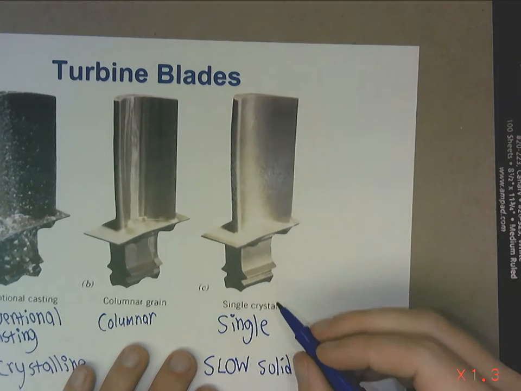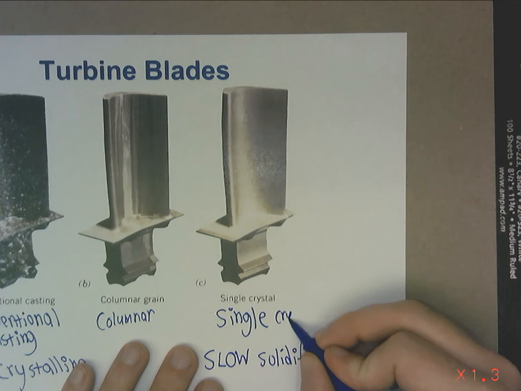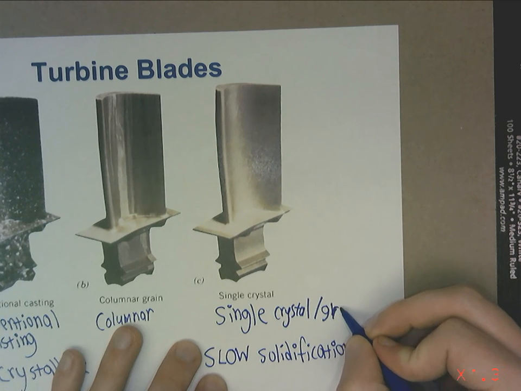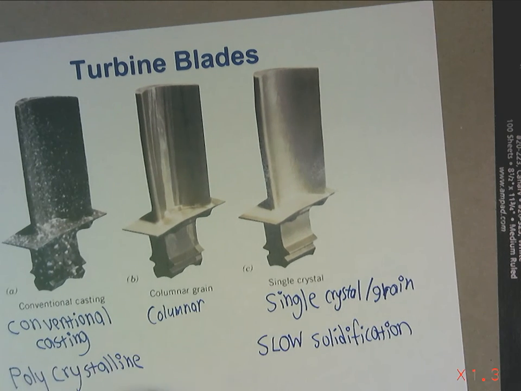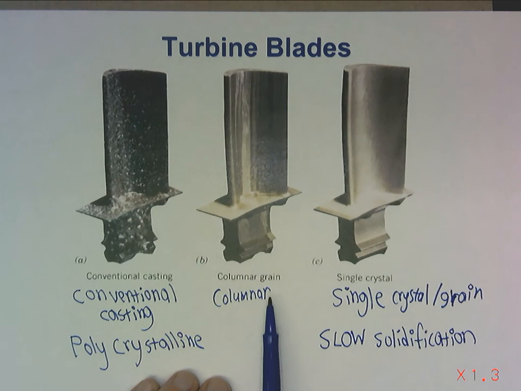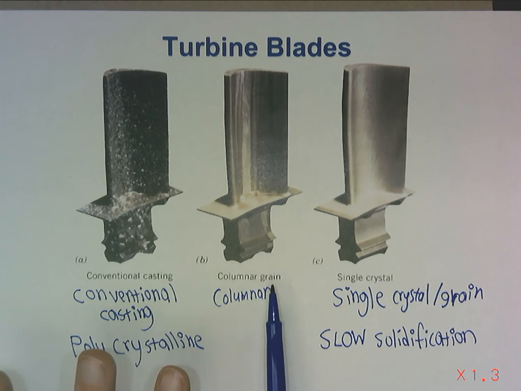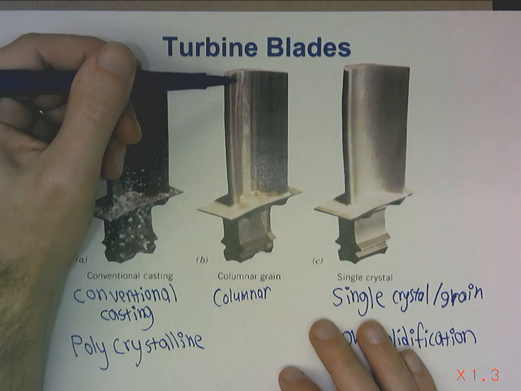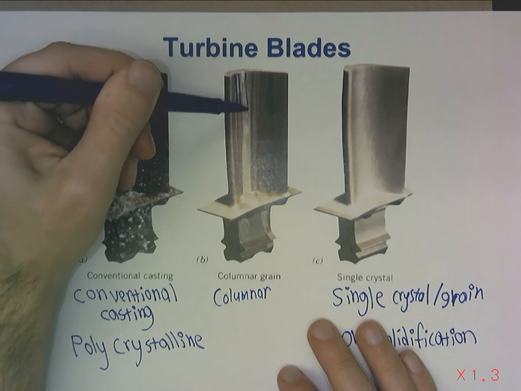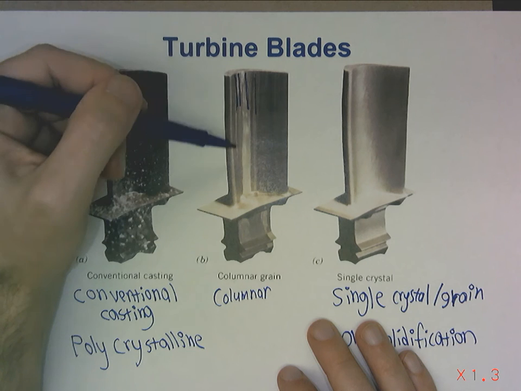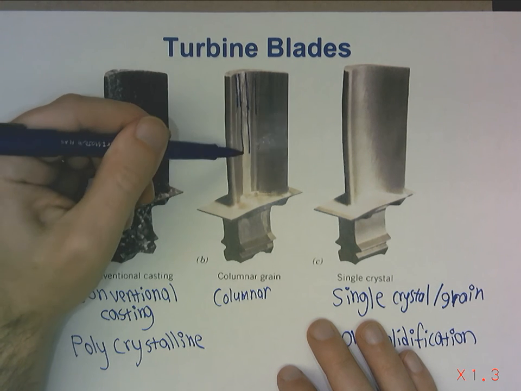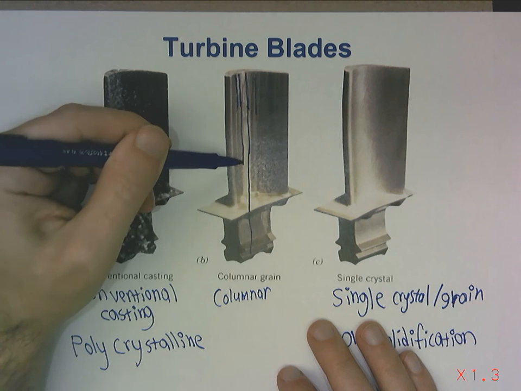Here, a single crystal also means, right, this is a single crystal, or you could say single grain. I don't think that's technically wrong, but people usually say single crystal. Columnar grains is still polycrystalline, but it's got long grains here that run up and down the length of our part. They run all the way up and down.